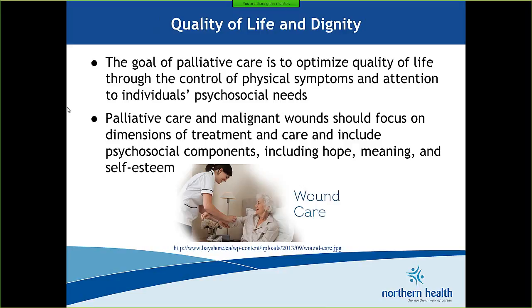So the goal of palliative care is to optimize quality of life through the control of physical symptoms and attention to individual psychosocial needs. And palliative care and malignant wounds should focus on dimensions of treatment and care that include psychosocial components, including hope, meaning, and self-esteem. So we want to be optimizing our patient and family autonomy.